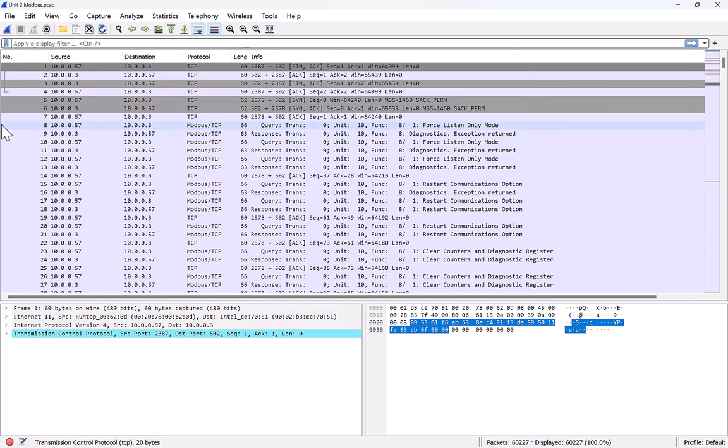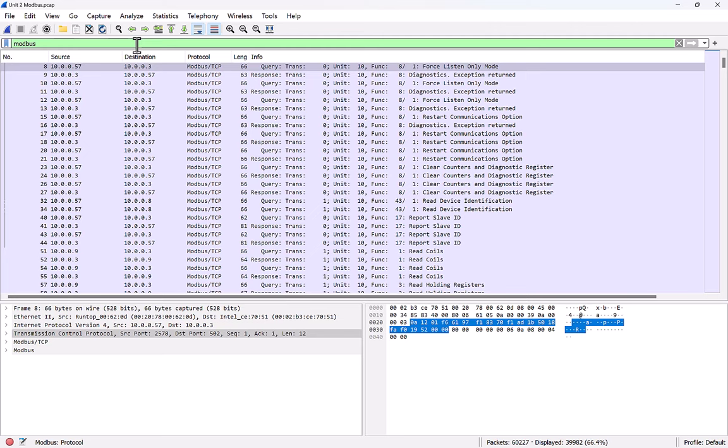And then again, if we want to just limit it to Modbus traffic, we can put a filter in, say, just show me Modbus. Get rid of all the generic TCP/IP information. I just don't care. I don't need it. It's not going to help me. And that's kind of looking at Wireshark, just to get it up and running.